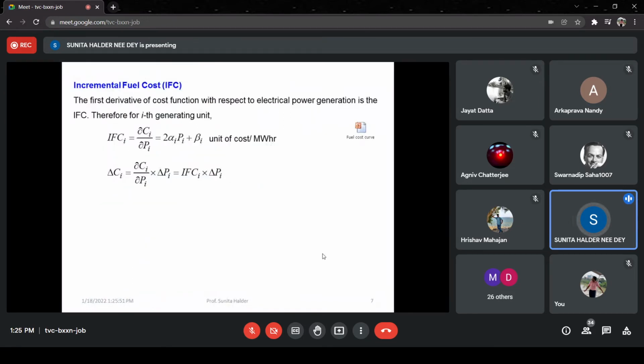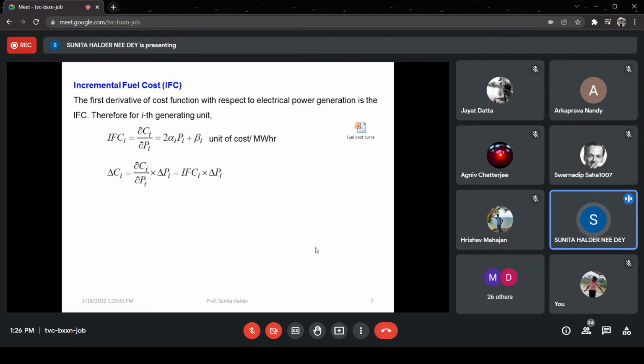Then another thing required to get the economic operation of the units in a power plant is the incremental fuel cost. The first derivative of the cost function with respect to electrical power generation is called the incremental fuel cost. So mathematically it is just dC_i by dP_i or del C_i by del P_i.